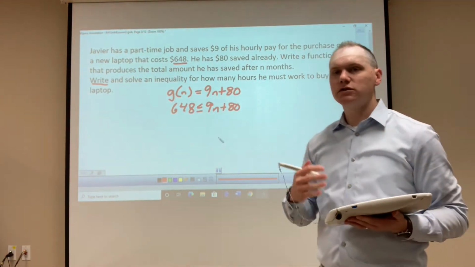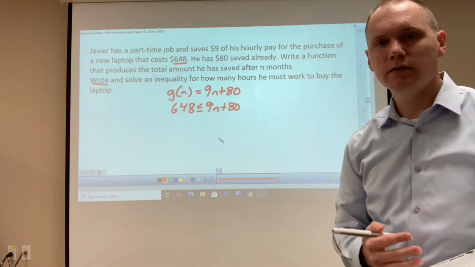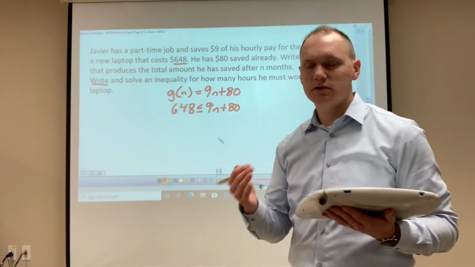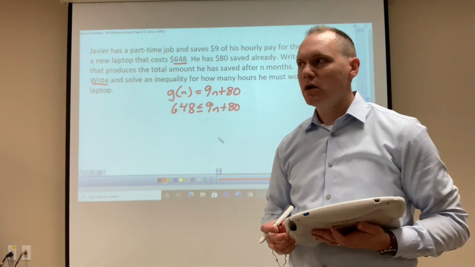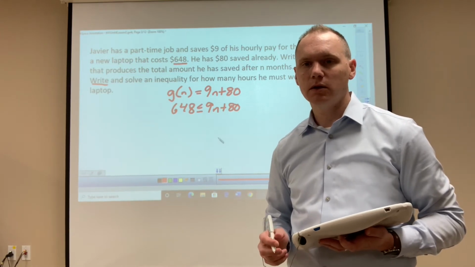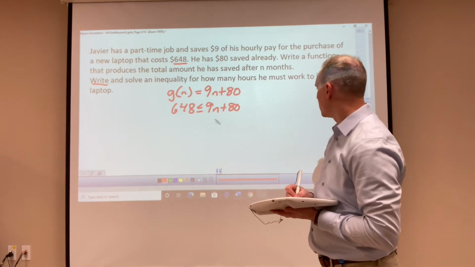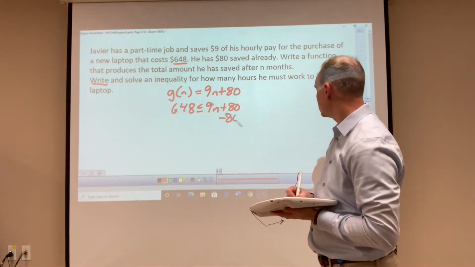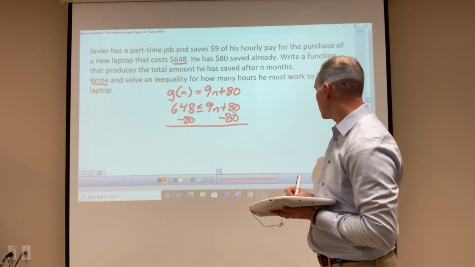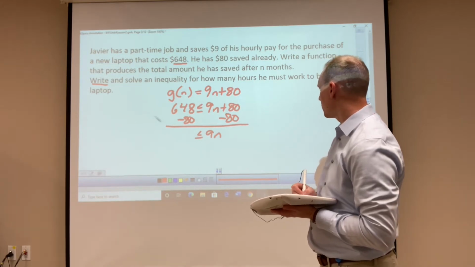So we're actually going to use the same reasoning we used in our last video on how to isolate the variable. So same overall process. There's really just one little caveat that we're going to add to that in a little bit. But for right now, we're just going to solve for n. So we're going to subtract 80 on both sides. 80 minus 80 is just going to be 0, so it's going to leave 9n. Maintain that same inequality there.